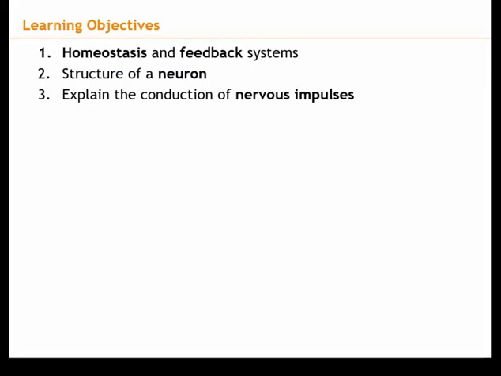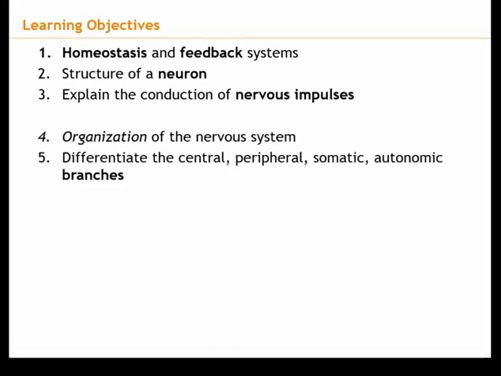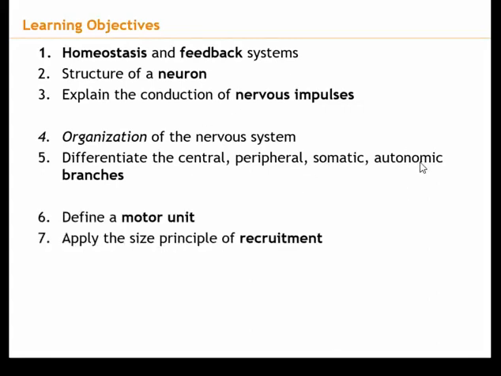So our learning objectives, homeostasis and feedback loops will be the first thing. Next will be structure of a neuron and the conduction of impulses, which is just an action potential. We'll then get into the organization of the nervous system. That's where we talk about different branches, which you see all these branches right here. And then defining a motor unit and talking about the size principle of motor unit recruitment, getting into firing rate, wave summation of muscle recruitment.